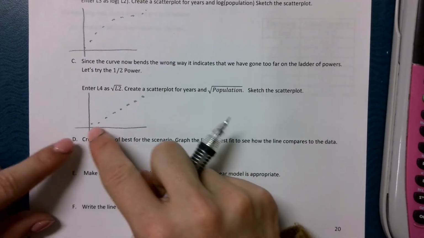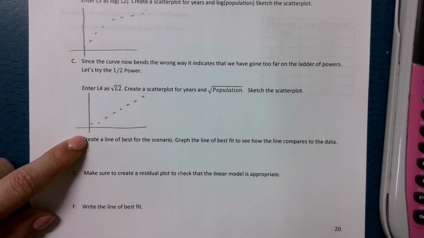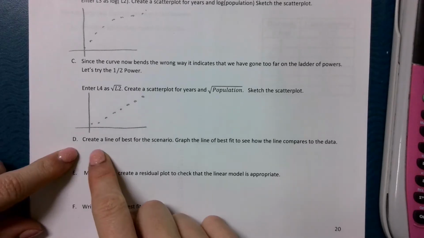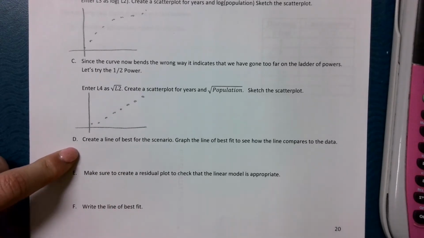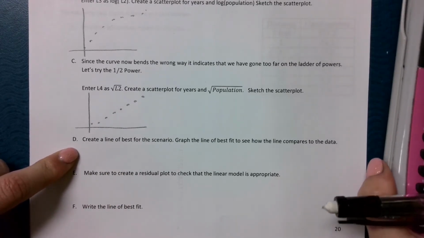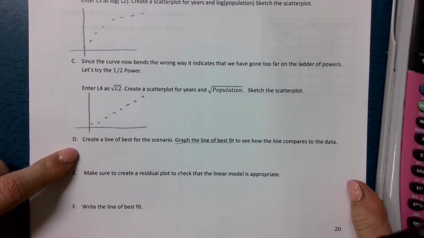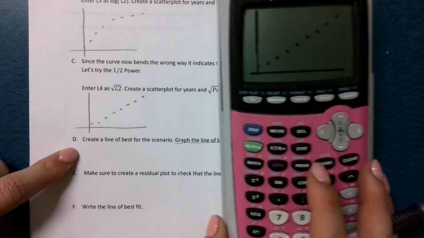Okay, I am noticing that this scatter plot is much straighter than the last two, so I'm thinking that this is a good fit. So the next thing we'll do is create a line of best fit for this scenario. We're also going to graph the line of best fit just to see how that line compares to our data.